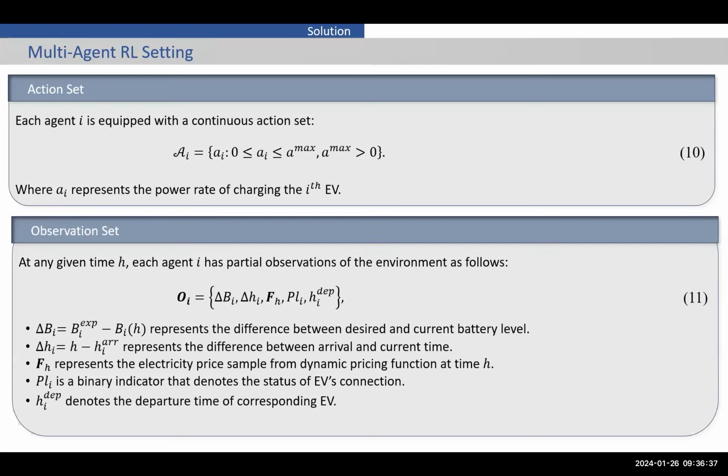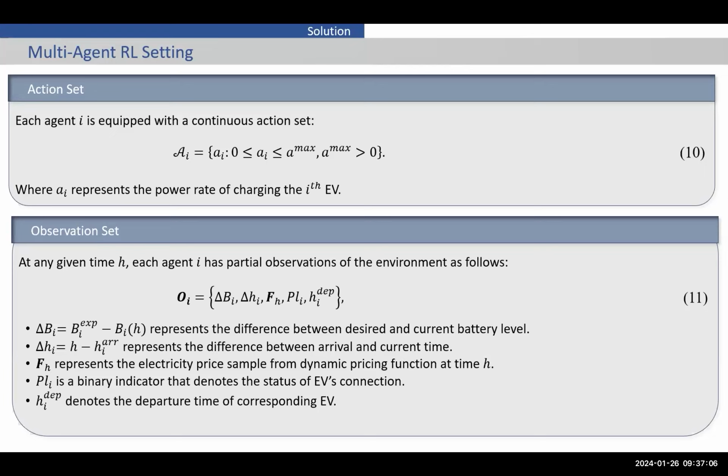So the first one, delta V, represents the difference between the desired and the current battery state of charge at any given time. So the battery is charging. At any given time, we can measure the difference between the current battery state of charge and the expected one that the EV owner needs. So the delta H shows the difference between the current time and the arrival time.